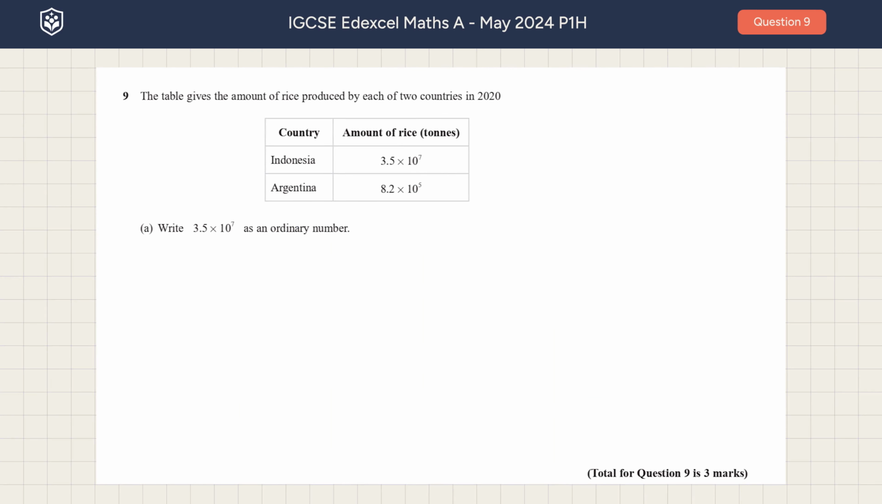Question 9. We are given a table with the amount of rice produced by 2 countries in 2020. Part A asks us to write 3.5 times 10 to the power of 7 as an ordinary number.